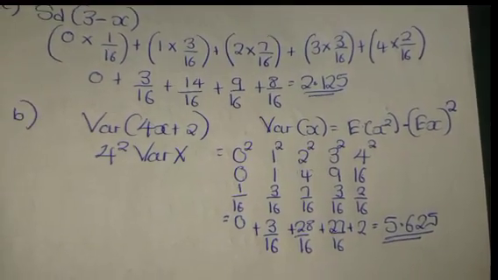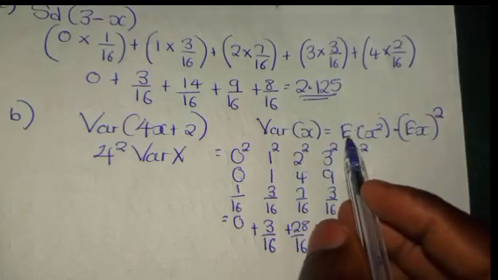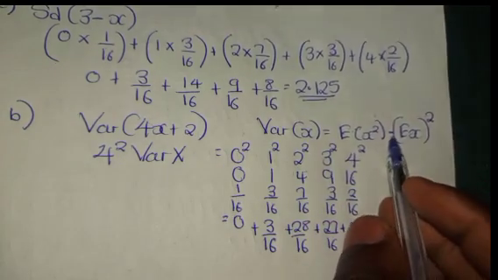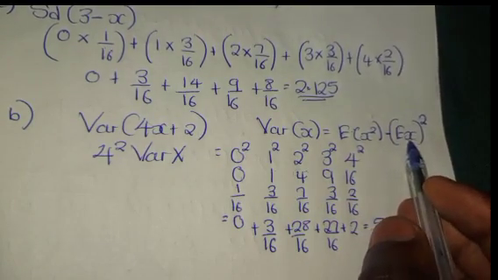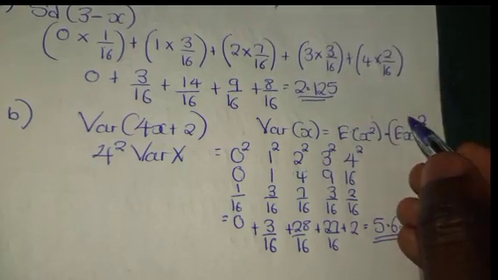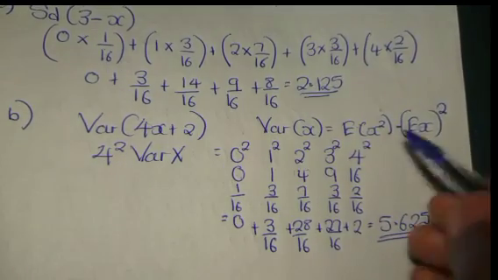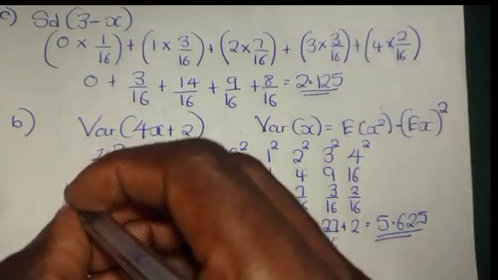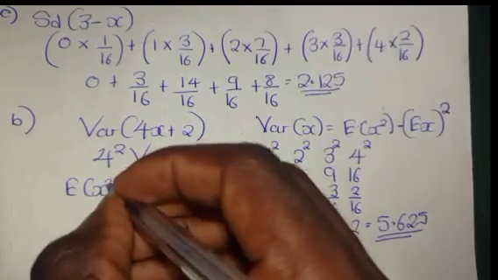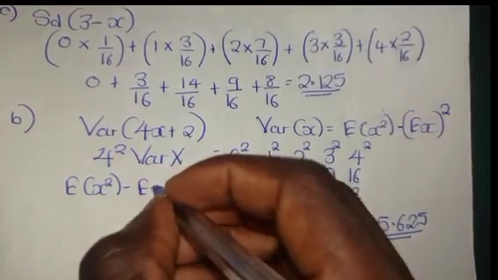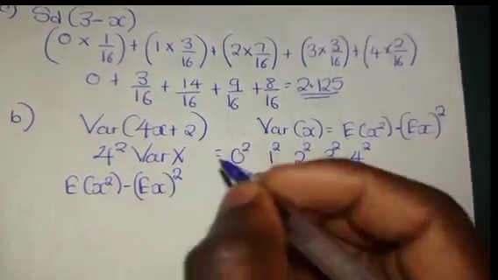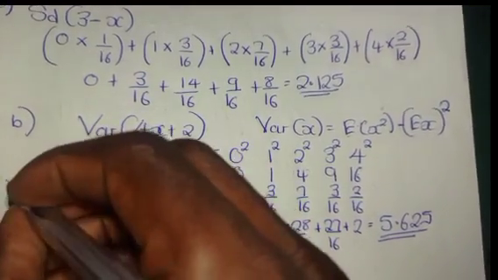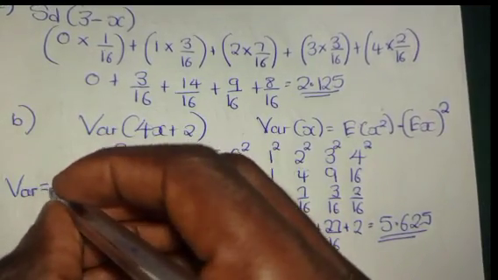Then remember the formula that we have is the variance equals the expected value of x squared minus the expected value of x, where you square the result that you will get. So the expected value of x squared minus the expected value of x, when you square it, will give you what is referred to as the variance.